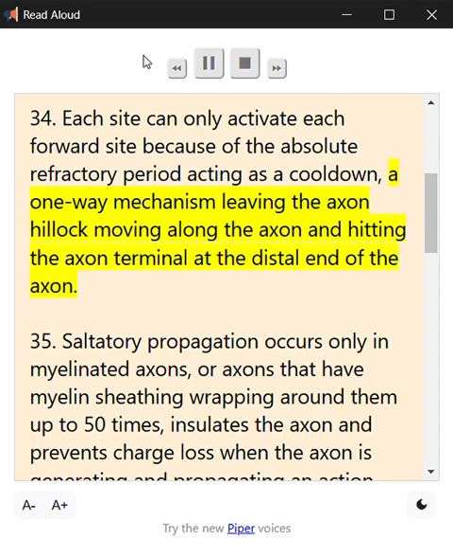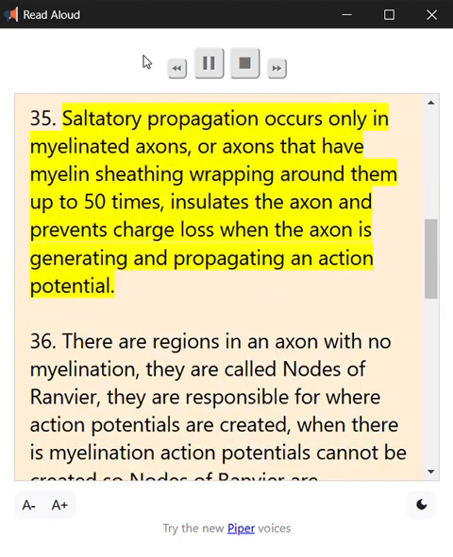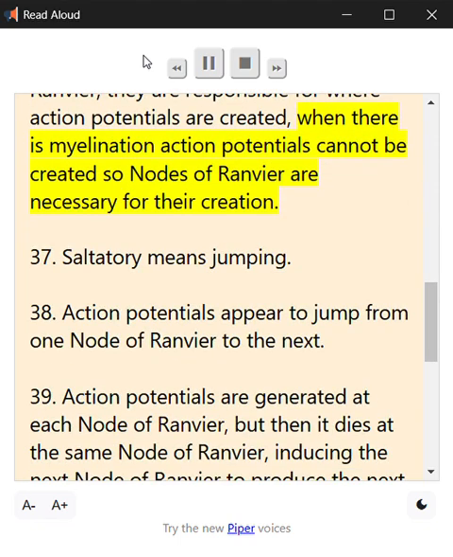of the axon. 35. Saltatory propagation occurs only in myelinated axons, or axons that have myelin sheathing wrapping around them up to 50 times, which insulates the axon and prevents charge loss when the axon is generating and propagating an action potential. 36. There are regions in an axon with no myelination. They are called nodes of Ranvier. They are where action potentials are created. When there is myelination, action potentials cannot be created, so nodes of Ranvier are necessary for their creation.